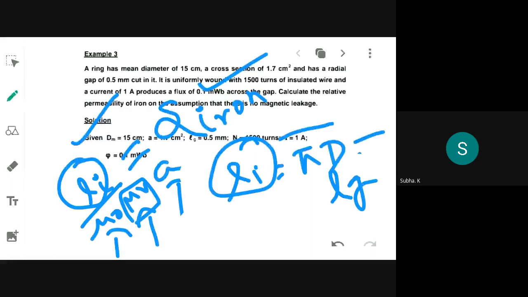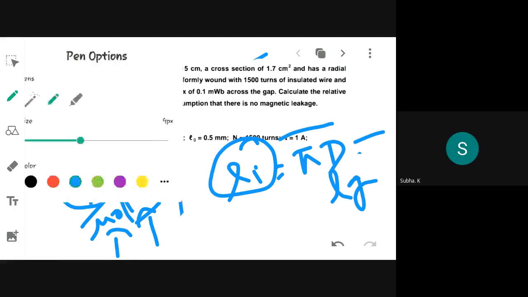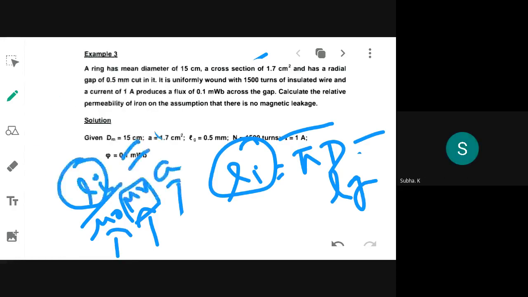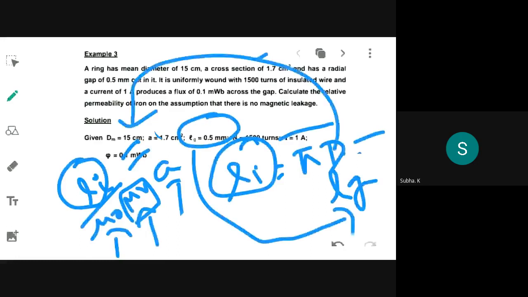So what is Lg? What is Lg that is given in the problem? Length of the air gap, 0.5 mm. That is to be substituted here. Then what is D? D is given to be 15 centimeter. So by using this formula, you will be able to calculate the mean length of the iron.